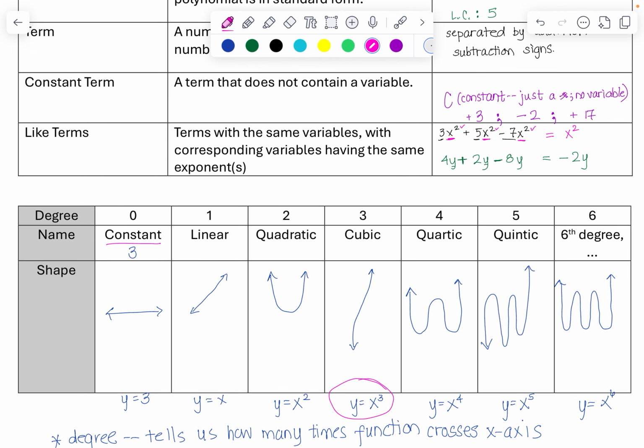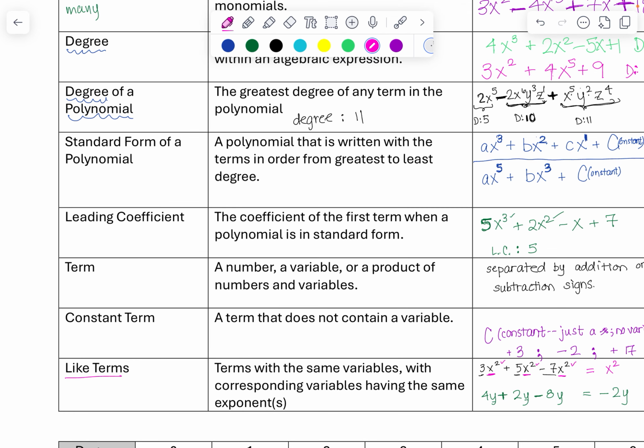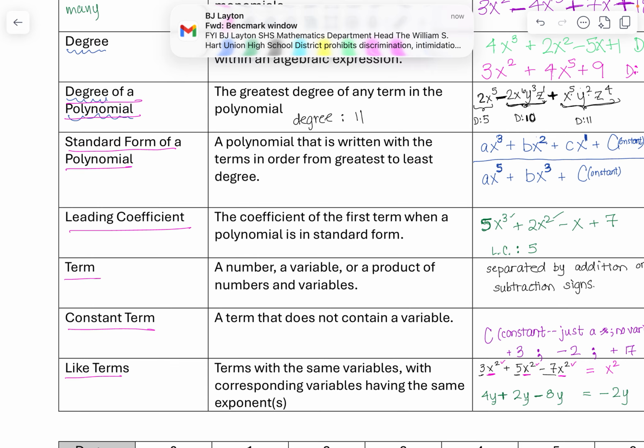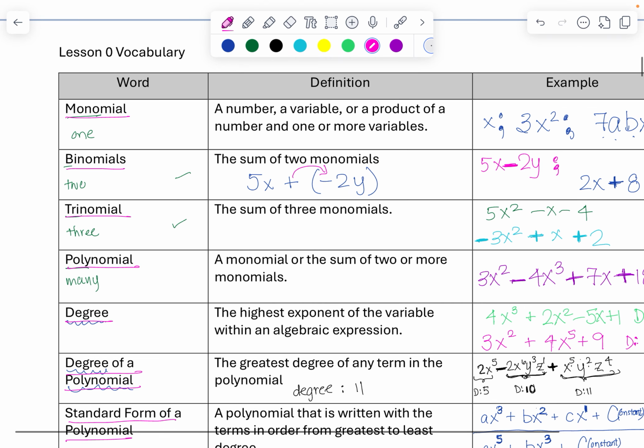Familiarize yourself with these terms, all of these terms, and these terms in this column. Like terms, constant term, term, leading coefficient, standard form of a polynomial, degree of a polynomial, degree, polynomial, trinomial, binomials, and finally, monomial.